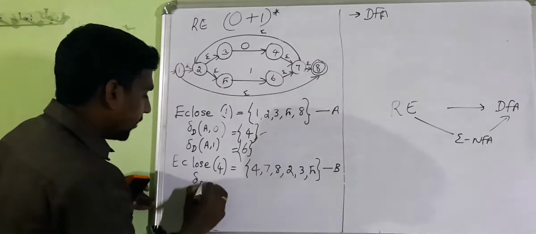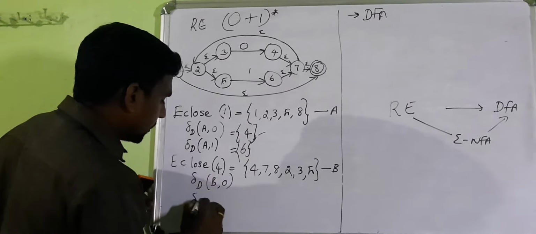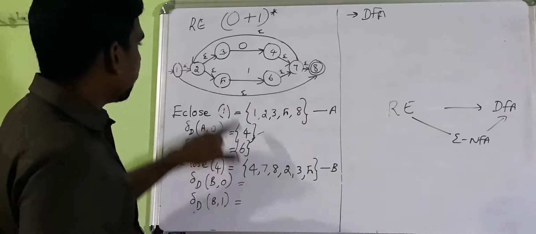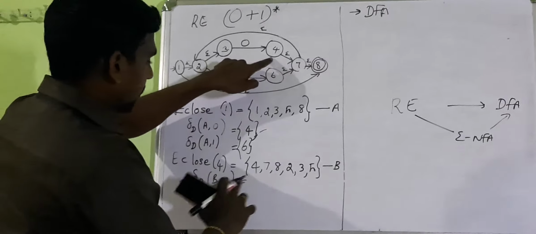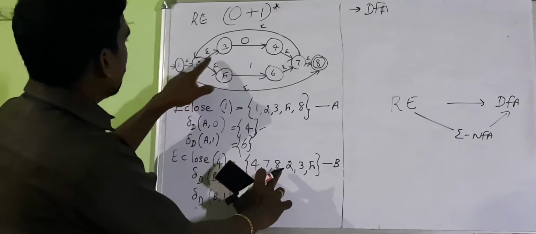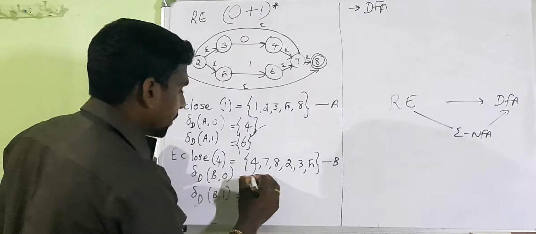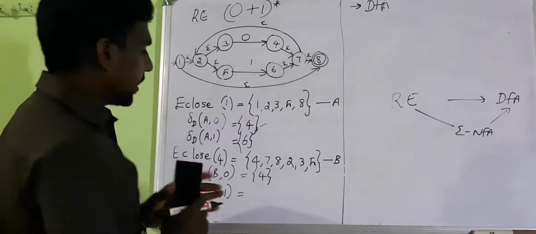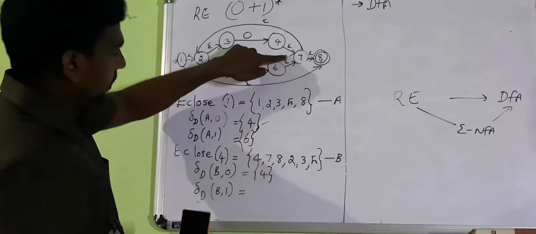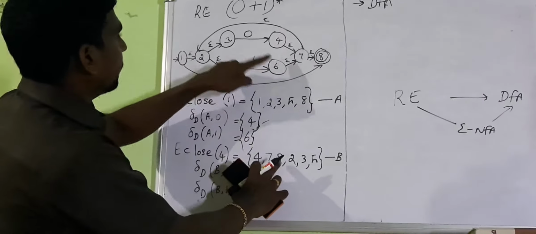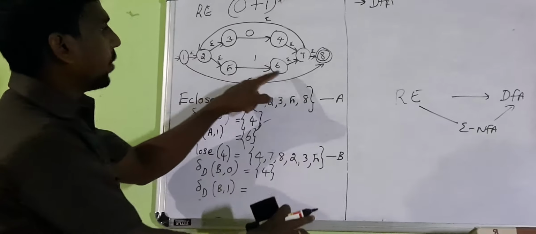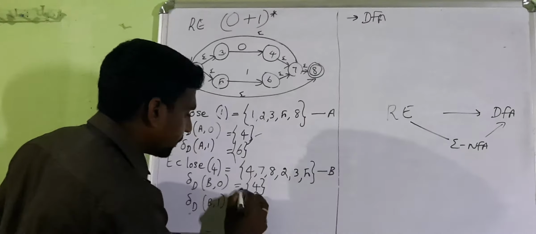Okay, now delta D of B comma 0, I have to find, and delta D of B comma 1. So B means 4, 7, 8, 2, 3, 5. From 4 to 0, there is no 4 to 0. There is no 7 to 0, 8 to 0, no. 2 to 0, no. 3 to 0, yes. 3 to 0 is 4. And 5 to 0, no. Okay, only 4. B comma 1: 4 comma 1, 4 reads 1, no. 7 comma 1, no. 8 comma 1, no. 2 comma 1, no. 3 comma 1, no. 5 comma 1, yes. 5 reads 1 and goes to 6. Okay.